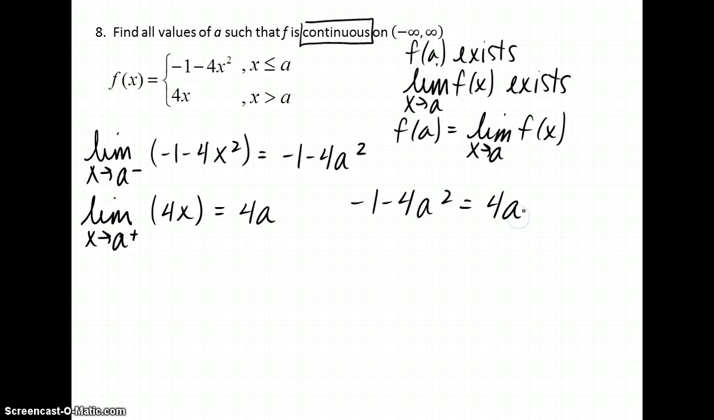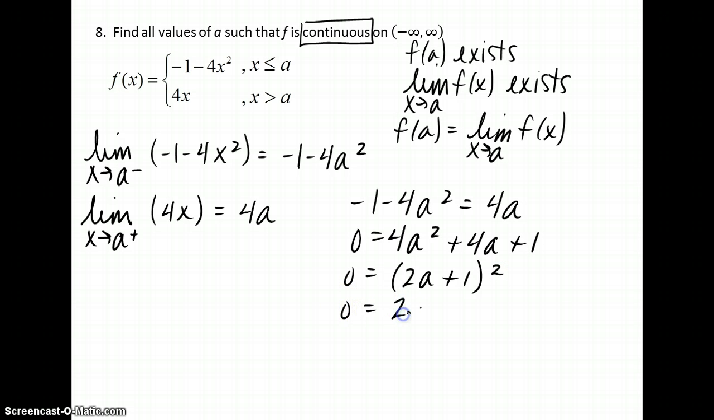So to solve this equation for a, it's a quadratic, so we're going to factor, moving all the terms to the right-hand side. You can guess and check this. This is a perfect square trinomial, so the factors are 2a plus 1 times 2a plus 1. So solving this for a, we get negative 1/2. So negative 1/2 would be the value that makes the function continuous, because we know the only discontinuity would occur where the domain switches.